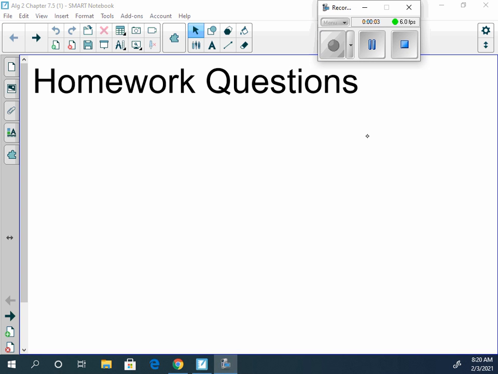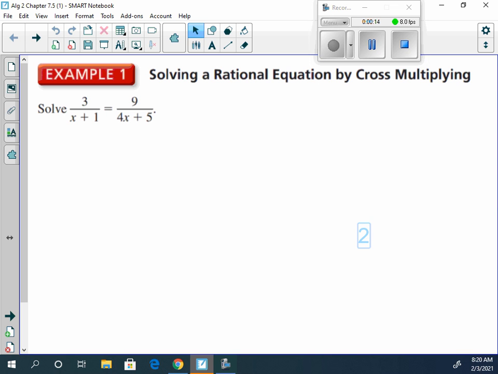Now, so far, we've looked at addition, subtraction, simplifying rational expressions. We've looked at a lot of different parts of rational expressions. And the last thing we're going to look at is solving rational equations.